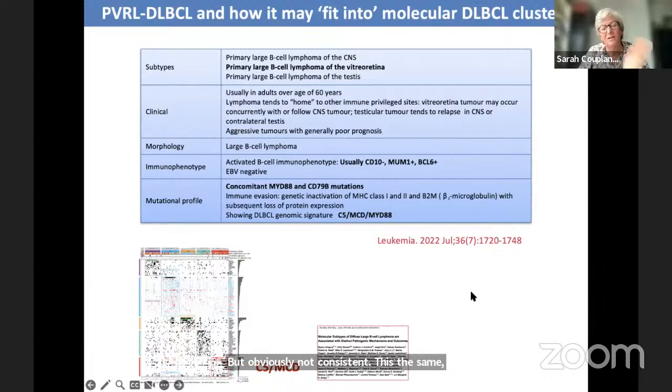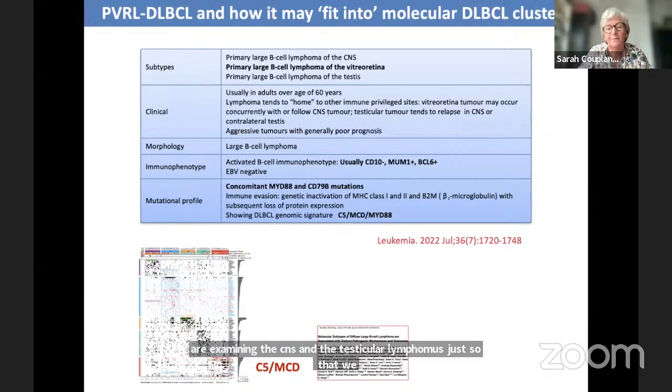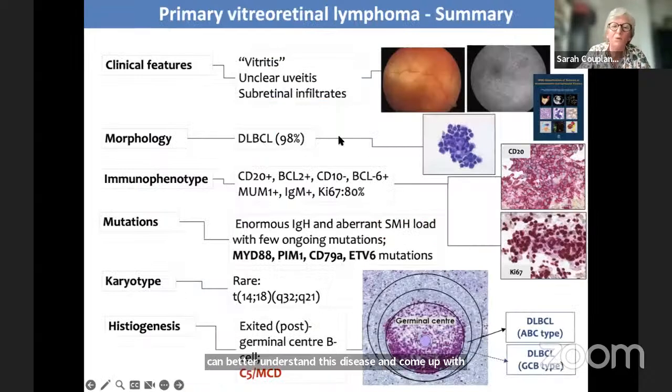However, as I mentioned right at the very beginning, it is probably of value for our better understanding of the vitreoretinal lymphomas to work alongside scientists who are examining the CNS and the testicular lymphomas, just so that we can better understand this disease and come up with better treatments. So this is a summary. The clinical features I won't go into.